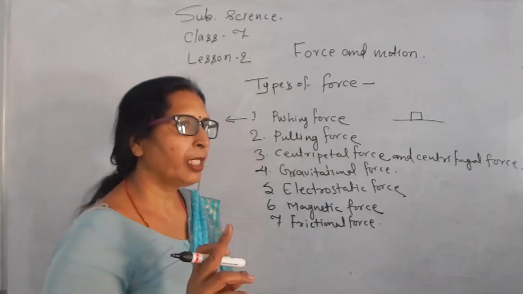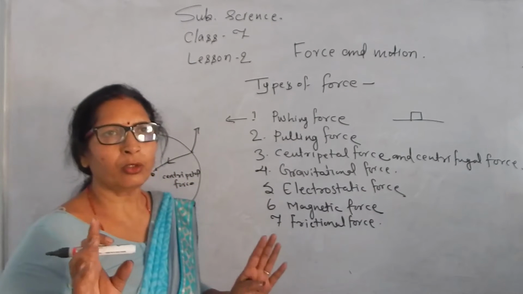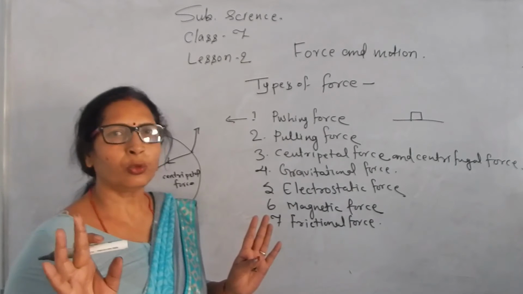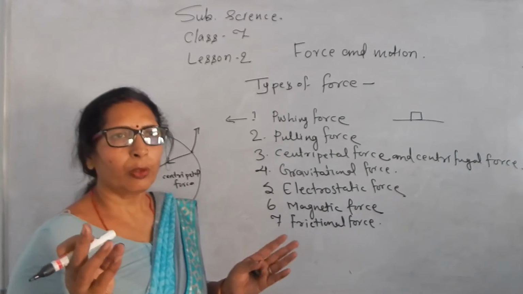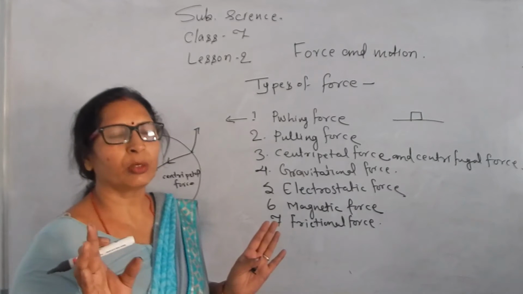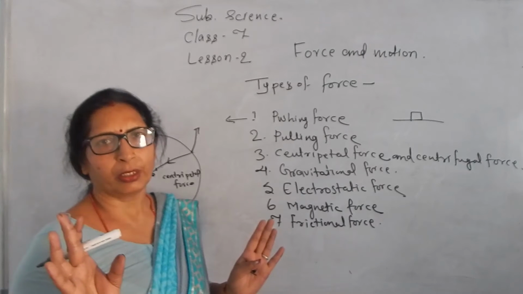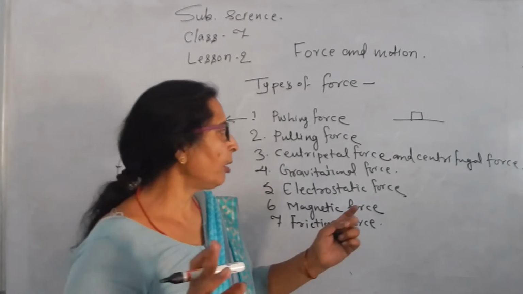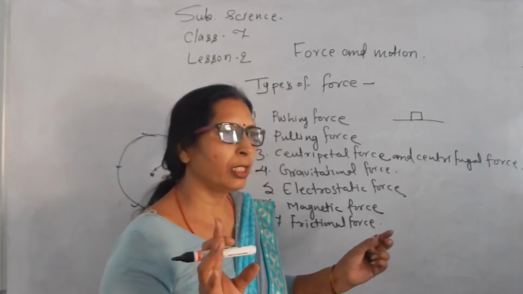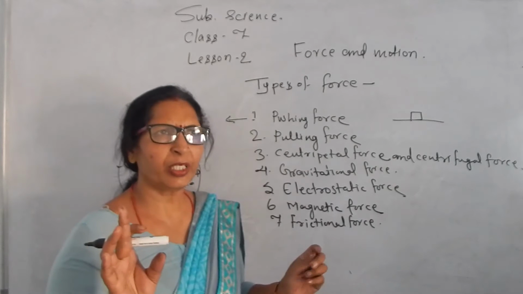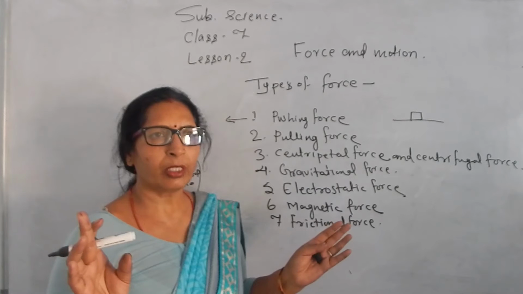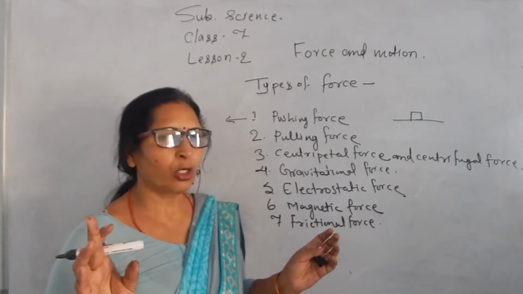Okay, gravitational force. In the universe different kinds of things are found, and between the two bodies the force is acting. Okay, this force depends on the mass of the body and the distance of the body. Okay, it depends on the mass, but this force is only experienced when the mass is too heavy. Between smaller bodies this force is not experienced.